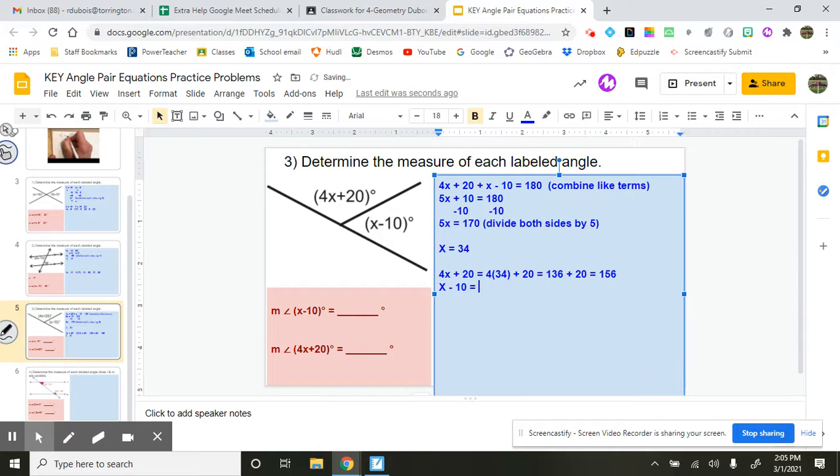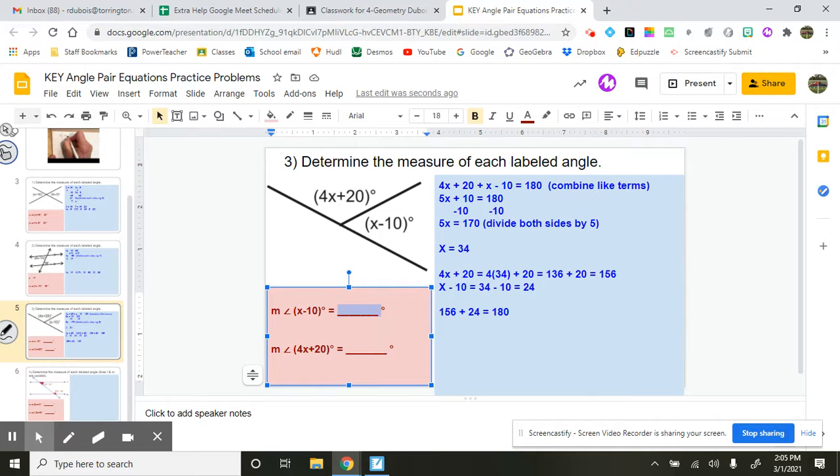So that becomes 34 minus 10. So that's a 24-degree angle. And now just kind of a quick check. Now that we've figured out each angle measure individually, add them together, 156 plus 24, lo and behold, equals what it should, 180. Because again, we said at the beginning, these angles are supplementary.